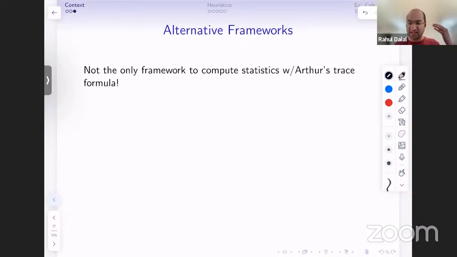If you're using a slightly different framework for the trace formula calculations, there are other ways to think about these counting problems. Depending on the context you're working in and the particular application you have in mind, those might be more natural or this one might be more natural. So I really need to explain maybe one other framework that people think about a lot and that a lot of work has been put into.